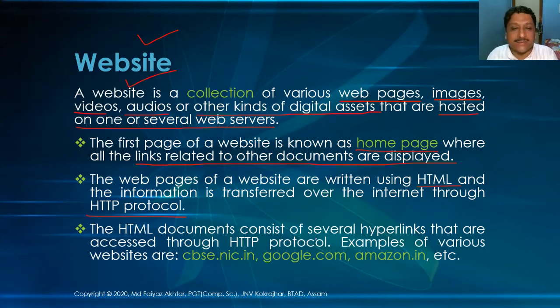HTML document consists of several hyperlinks that are accessed through HTTP protocol, and the examples of various websites are cbse.nic.in, google.com, amazon.in. These are the examples of website, and it contains so many hyperlinks. Okay, clickable text, the clickable pictures. When you click on those things, it will open another page or do some other type of action.